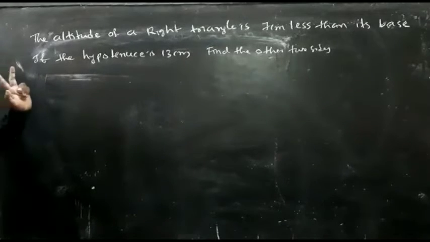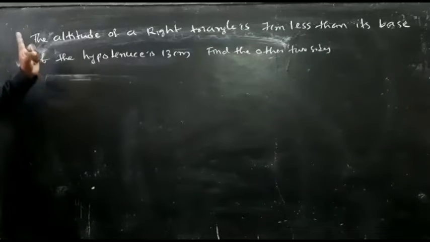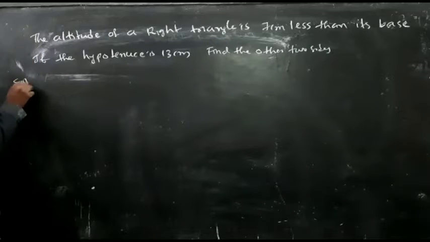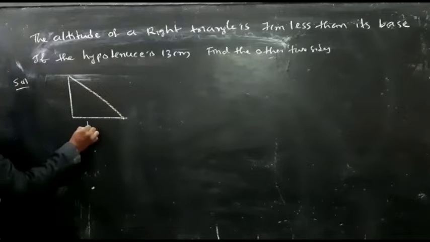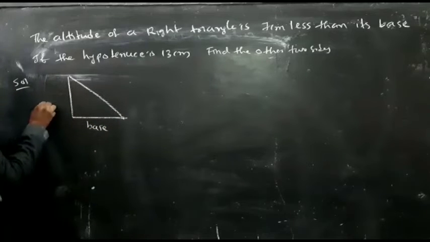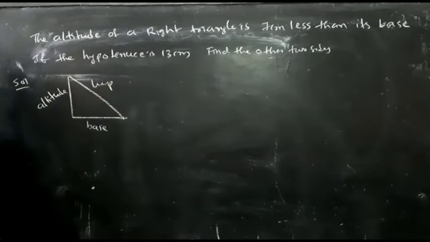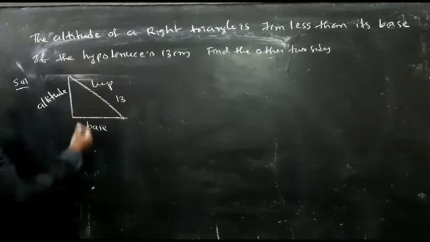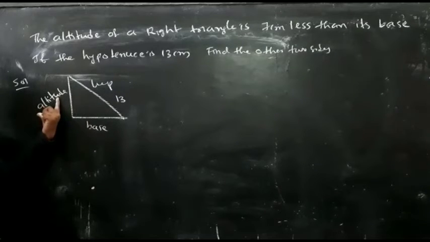The altitude of a right triangle is 7 centimeters less than its base. Solution. Here is a right angle triangle. In the right angle triangle, this is the base, this is the altitude and this is the hypotenuse. Here what is the value of the hypotenuse? 30 centimeters. And base I don't know, altitude also I don't know.